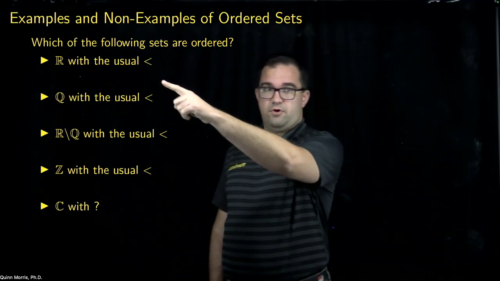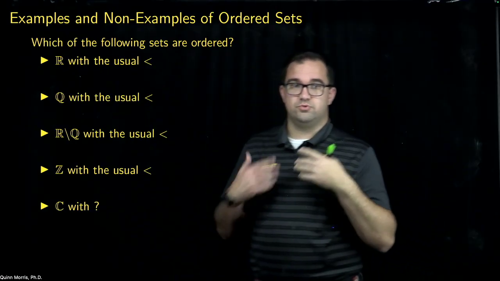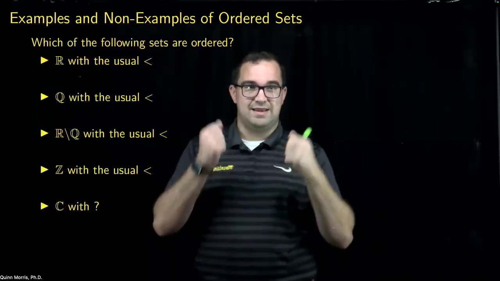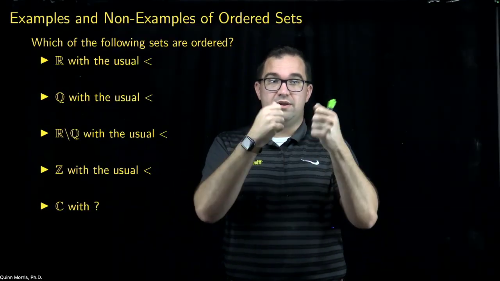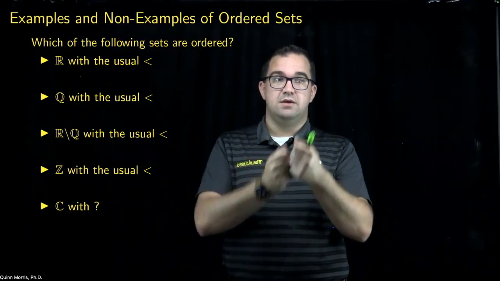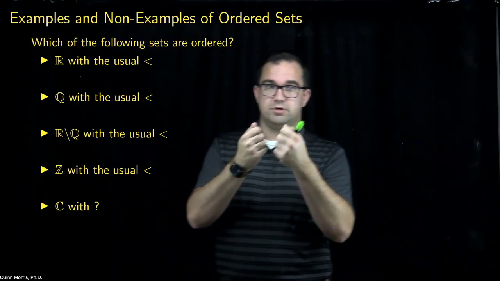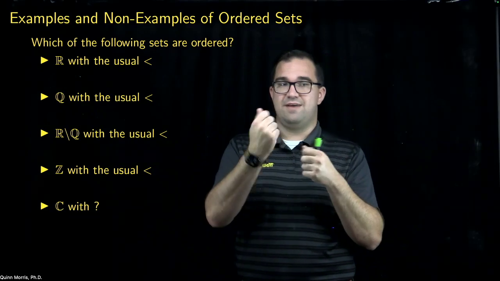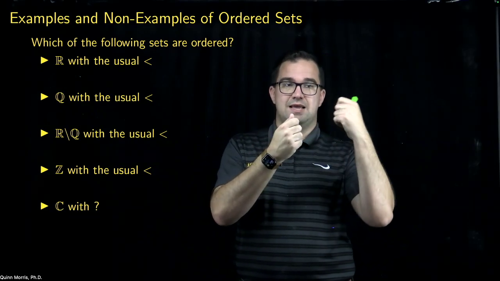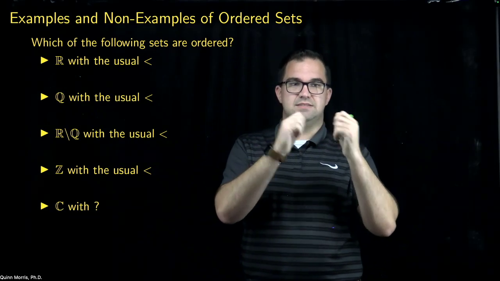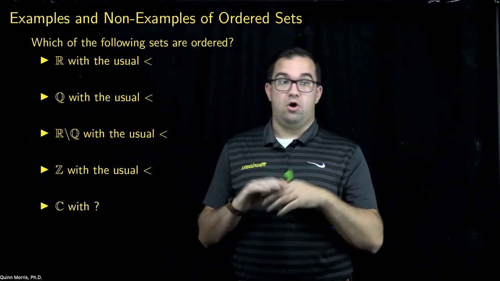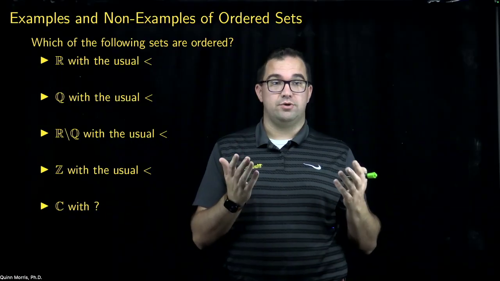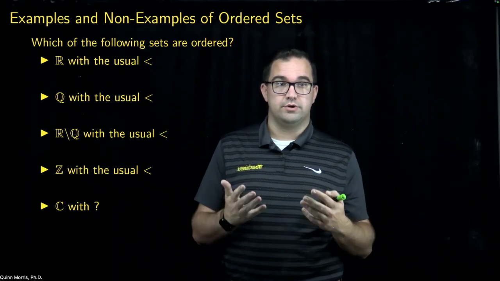So again, we've already talked about the real numbers with the usual less than relationship. Certainly, if I take any two real numbers, either they're equal to each other or one of them is bigger than the other. So that first comparability property works. The second property, if x is less than y and y is less than z, then x will be less than z. Great. Now, for the next three, you can make exactly the same arguments. All of this still works.